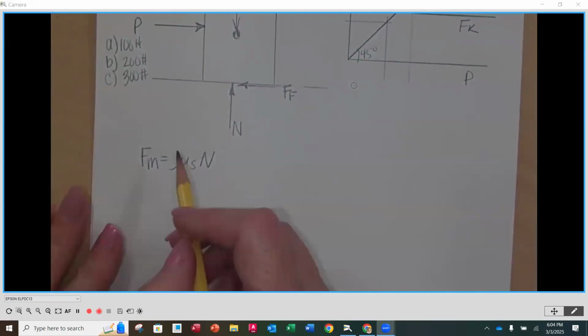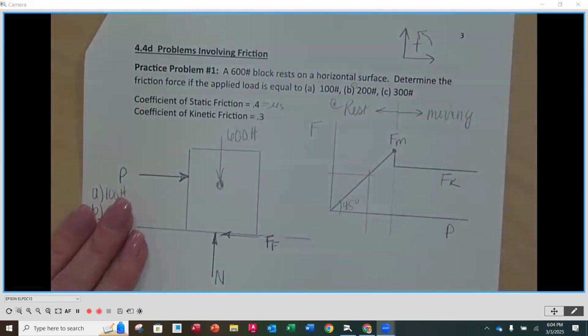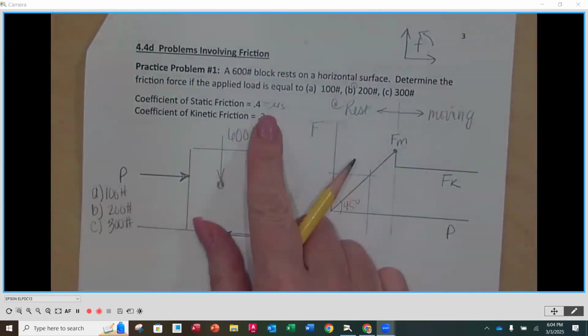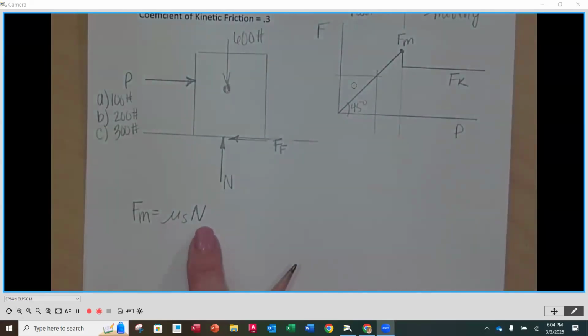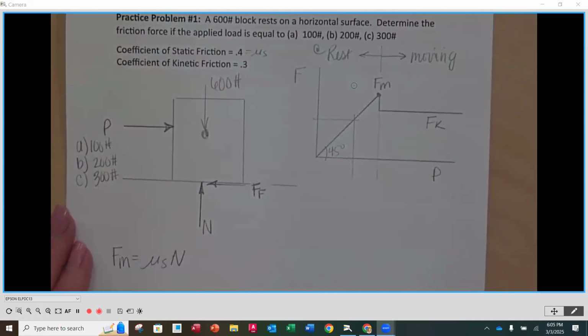Now, if we look here, we know what the coefficient of static friction is. That's the 0.4. So I know that value, but I don't have a value for my normal force, so I need to calculate it. How am I going to find my normal force? It's a vertical force. It should be 600 pounds, but how did you do that in your head, Jesse? You're correct. Now talk it in statics terms. How did you do that? In the Y direction, yes.